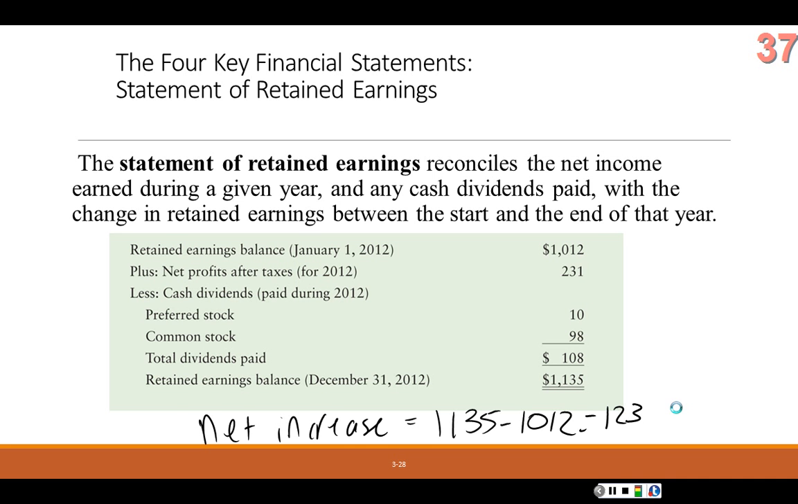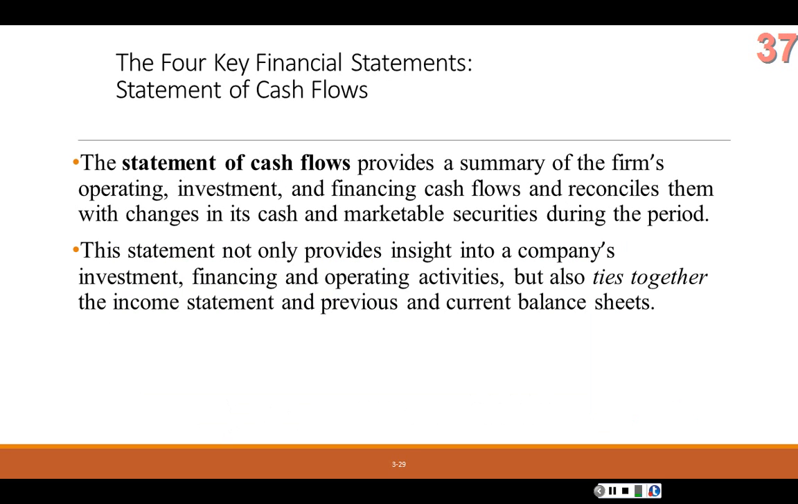The final statement we're going to look at is the statement of cash flows. It's the summary of cash flows over a period of concern. So it reconciles these cash flows with changes in cash and marketable securities. And this statement ties the income statement and previous and current balance sheets. So this statement of cash flows is going to ask, where did our cash come from and how did we use it?